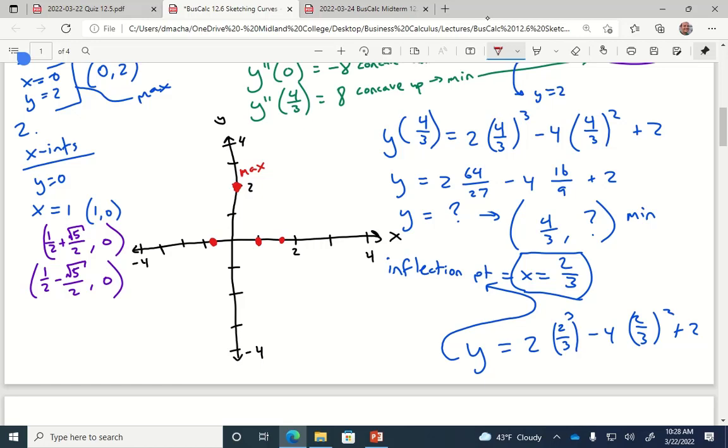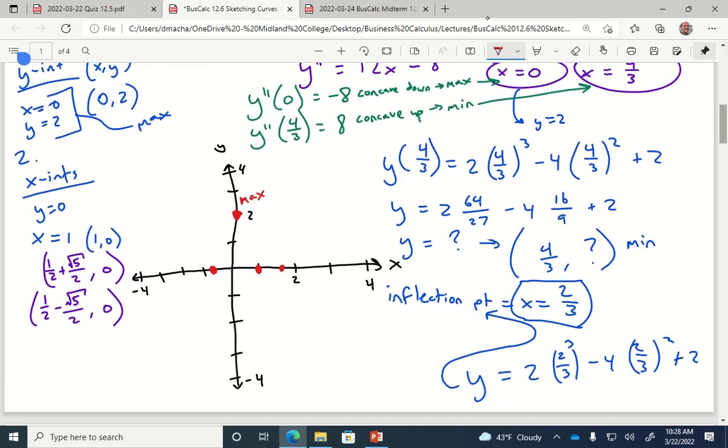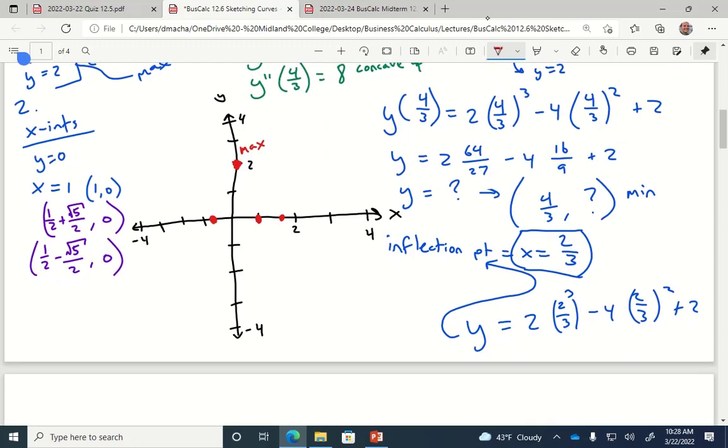I've got my y-intercept, I've got my x-intercepts. I also found that I have a minimum at x equals 4/3. So x equals 4/3 is 1 and 1/3. So I have a minimum down here, and I found out that at my minimum, the value is going to be 2 times 64 over 27 minus 4 times 16 over 9 plus 2. Does anybody know what that number is?